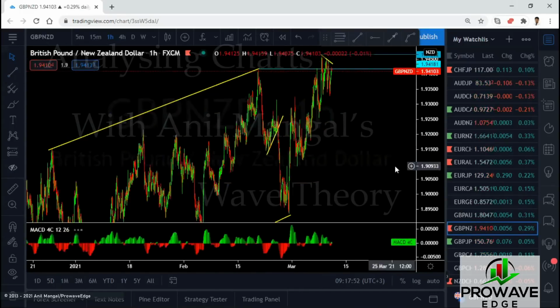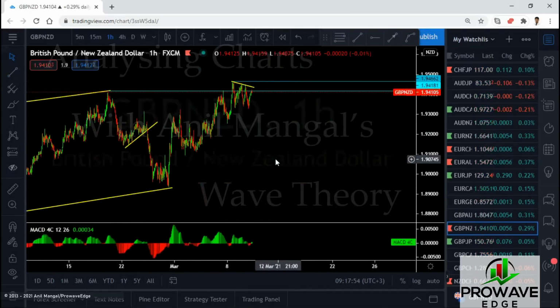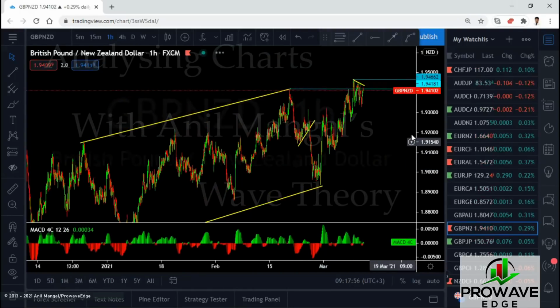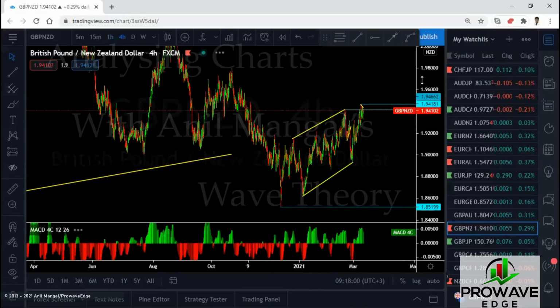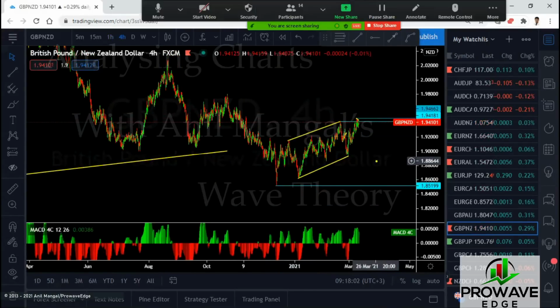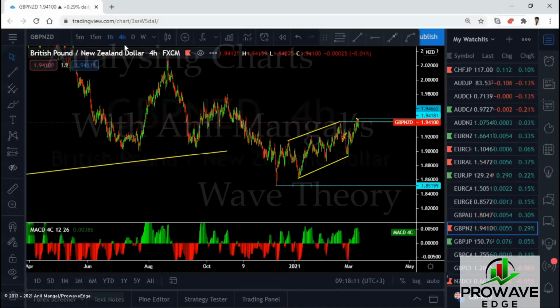Pound New Zealand, we tried to get this trade yesterday. It didn't go the way we wanted it. We got out for positive, break even. So we've got this big flat in the middle here, really big corrective structure. You've got 1, you've got 2, you've got 3. We need them to make a top and turn. So we're trying to pick the top. We're trying to see whether we got the top.